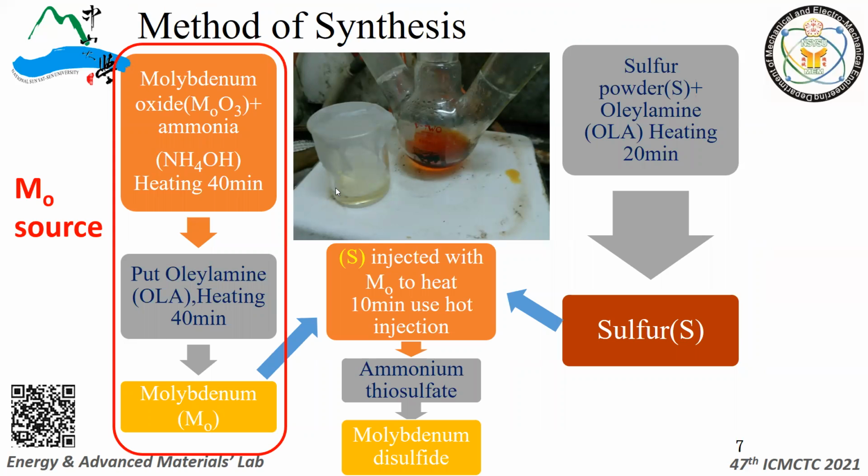We fabricate this MoS2 liquid precursor by synthesizing the Mo source, where we use MoO3 and ammonia as the precursor, homogenizing in 30 minutes with OLA. For the sulfur source, we use sulfur powder homogenizing with OLA in 20 minutes. Then these two sources are injected into the three-neck flask.